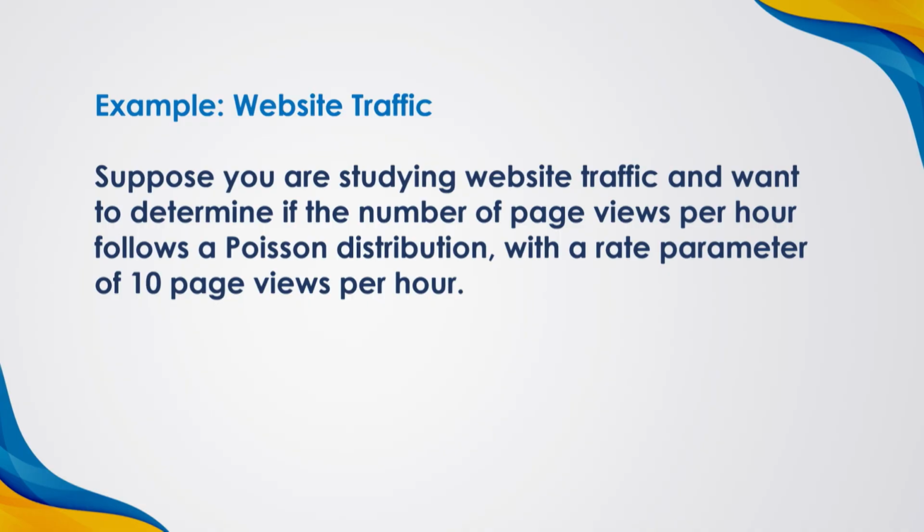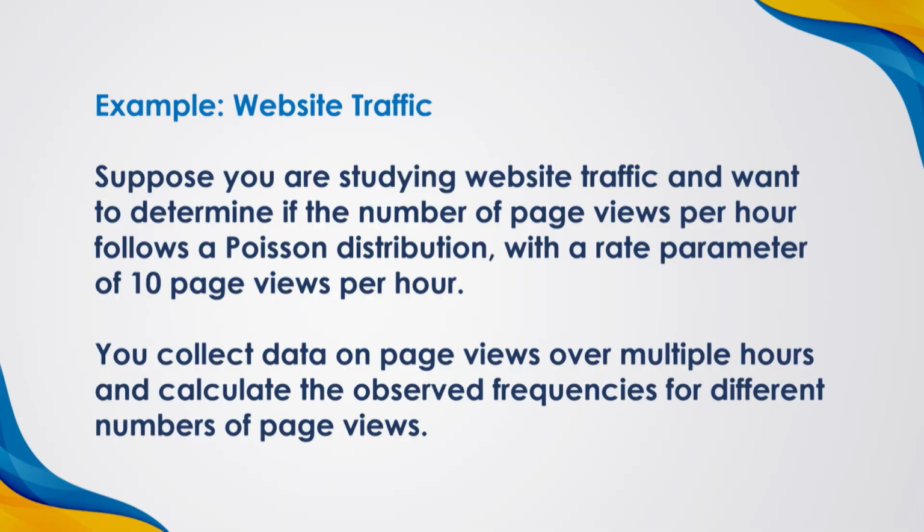Suppose you are studying website traffic and want to determine if the number of page views per hour follows a Poisson distribution with a rate parameter of 10 page views per hour. That means 10 is the parameter, the mean, and the variance, since for the Poisson distribution all three are the same. You can collect the data on page views over multiple hours and calculate the observed frequencies for different numbers of page views. Not only with website traffic, you can also use it for YouTube likes or YouTube subscriptions.